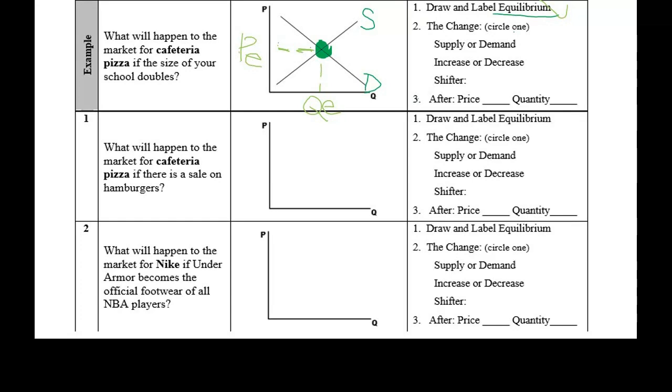All right, so go back to your question. The example question asks, what will happen to the market for cafeteria pizza if the size of your school doubles? Well, it seems to me like you're going to have more people going to the cafeteria because you've got a bigger school population. That sounds like it's on the demand side because you've got more consumers. So your change is going to be in demand. You'd circle demand. It's also going to be an increase in demand.